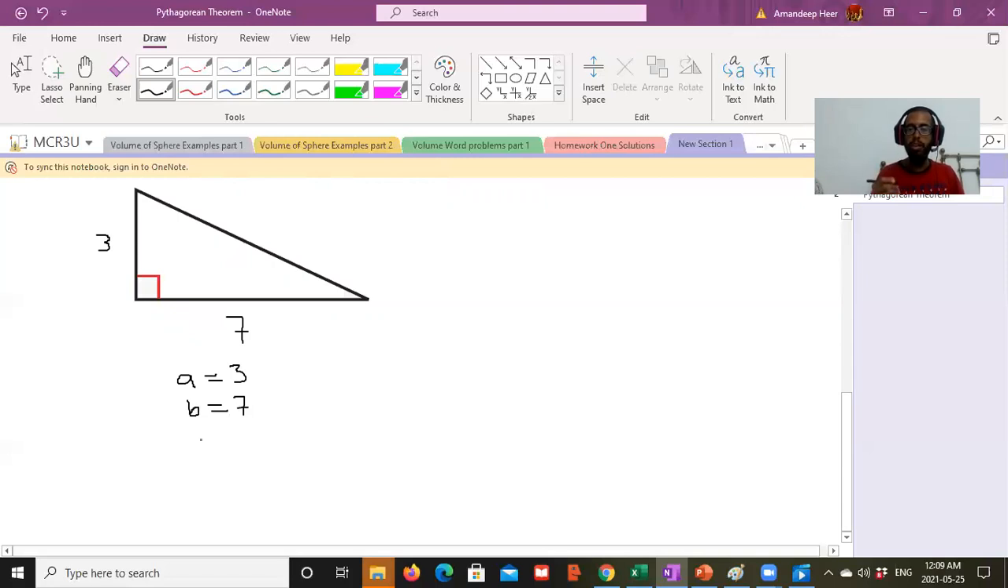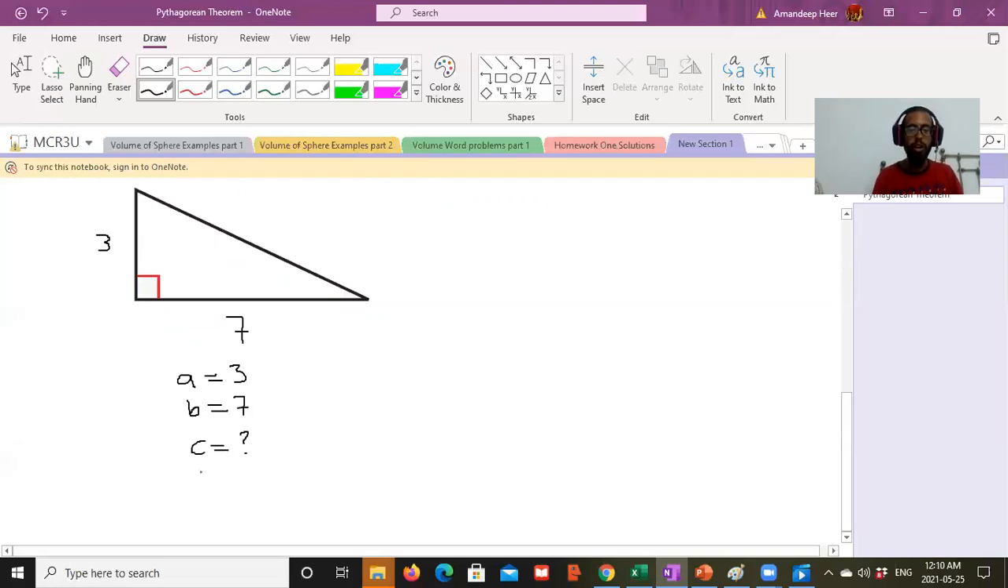So now we know the lengths of the short sides. What we want to know is the length of the hypotenuse. We don't know that, and that's what we're going to find. That's what is missing here. So C is what we're trying to find, and that's why I'm going to put a question mark here.